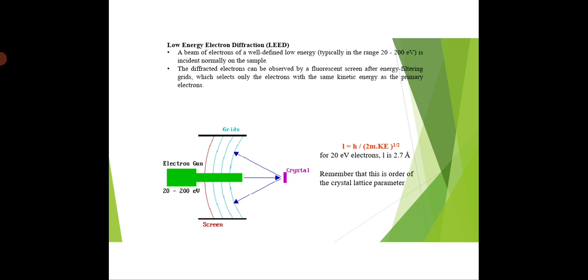Here, electrons produced by an electron gun, having energy 20 to 200 electron volts, strike the surface of the sample. Here is a crystal, and the diffracted electrons pass toward the grid or screen.